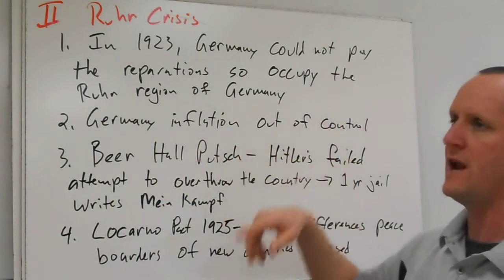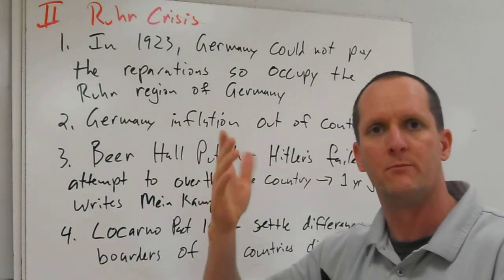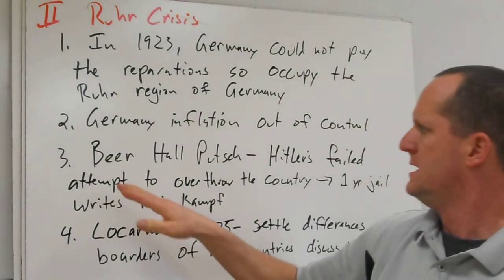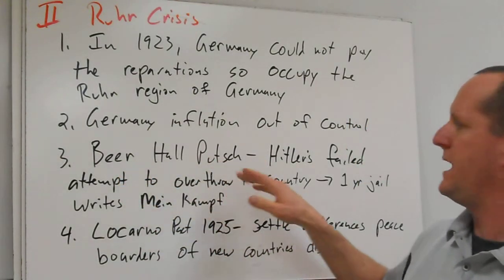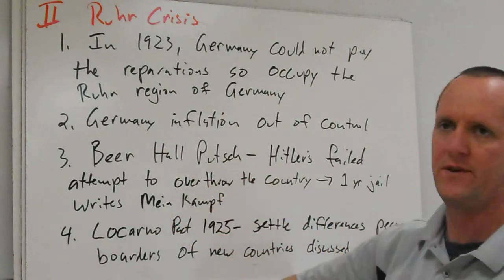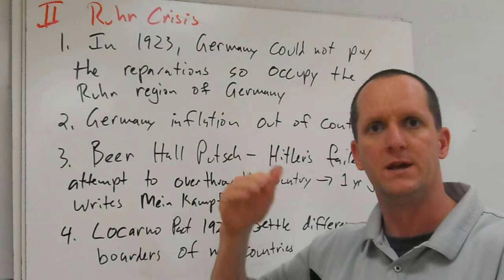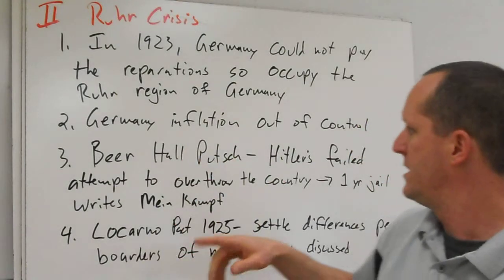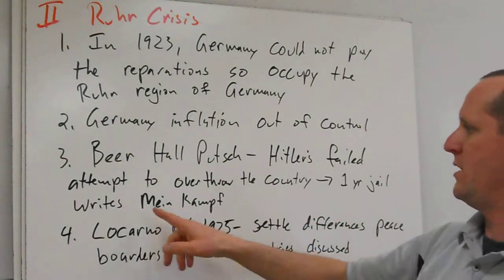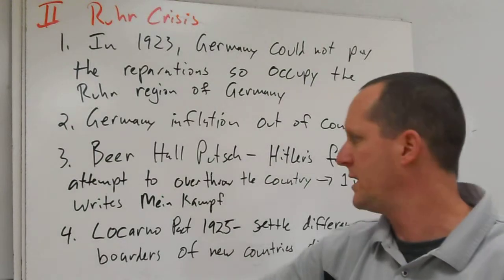Germany's inflation was out of control. We've talked about before, money was virtually worthless. There was the beer hall putsch by Hitler, Hitler's failed attempt to overthrow the country. He was all fired up. He was going to march into Berlin, take over the country. Did not work. He got 1 year in jail, and at that point he writes the book Mein Kampf.